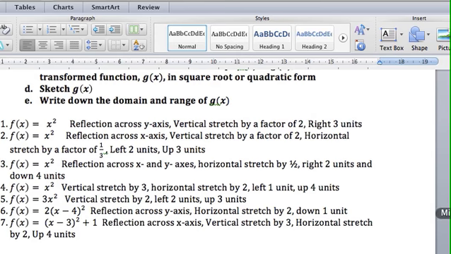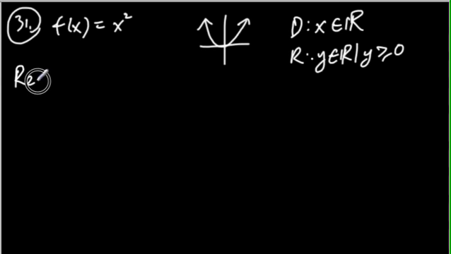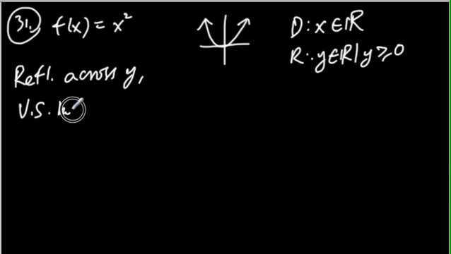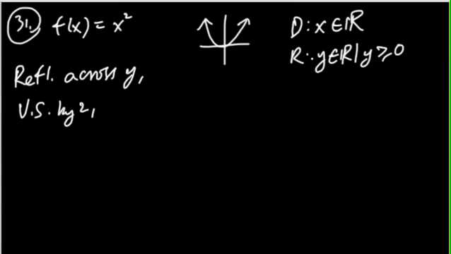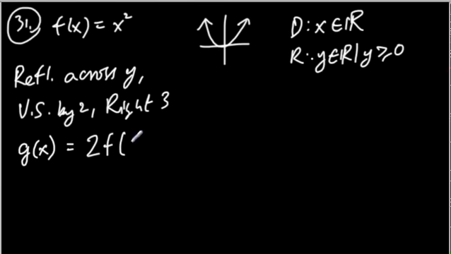So, reflection across y, vertical stretch by 2, and right 3 units. So, in other words, g of x, always write g of x in terms of f of x. So g of x is basically a reflection across y. And there's a vertical stretch by 2. So it's 2f of negative.